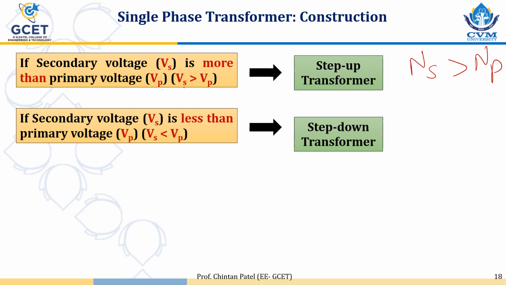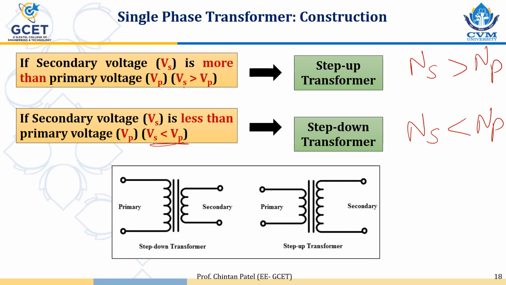Reverse is the case. If secondary voltage Vs is less than primary voltage Vp, then the transformer is called step down transformer. And in step down transformer, Ns is less than Np. That means number of turns in primary is greater than number of turns in secondary. So both the transformers are shown here. Obviously Np is greater than Ns, so it is step down transformer. And in this case, number of turns of primary is less than number of turns of secondary, so it is step up transformer.